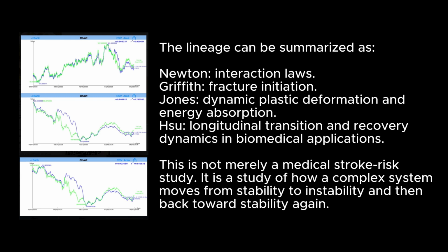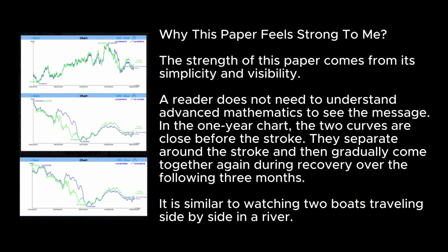The lineage can be summarized as Newton's interaction laws, Griffith's fracture initiation, Jones's dynamic plastic deformation and energy absorption, and Shu's longitudinal transition and recovery dynamics in biomedical applications. This is not merely a medical stroke risk study. It is a study of how a complex system moves from stability to instability and then back towards stability again. Why this paper feels strong to me.